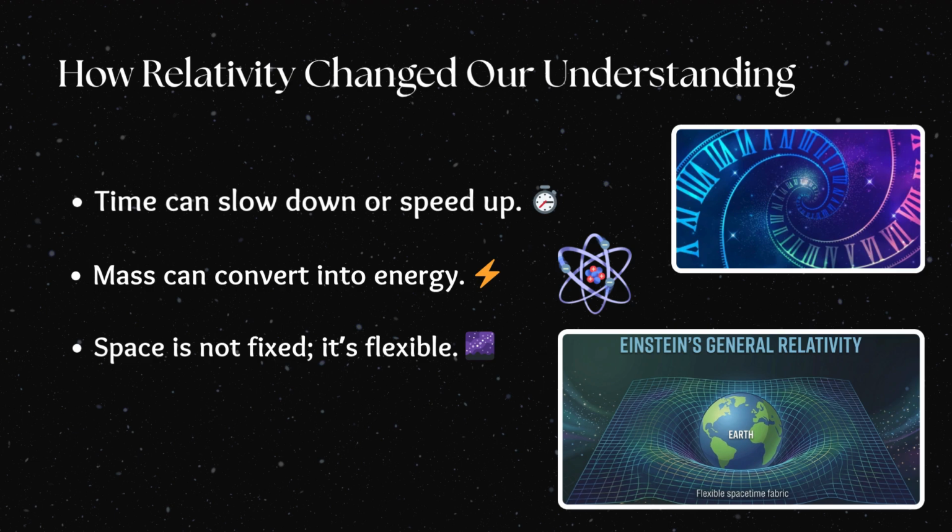Another idea from relativity is that mass can be converted into energy. This is explained by Einstein's famous equation, E equals mc squared, which shows the relationship between matter and energy. Finally, relativity showed that space is not fixed or empty like scientists once thought. Instead, space is flexible and can bend or curve when there are very massive objects like planets or stars.